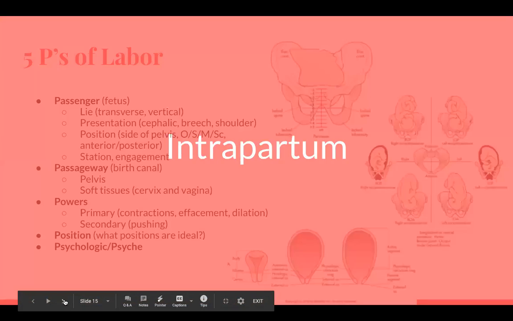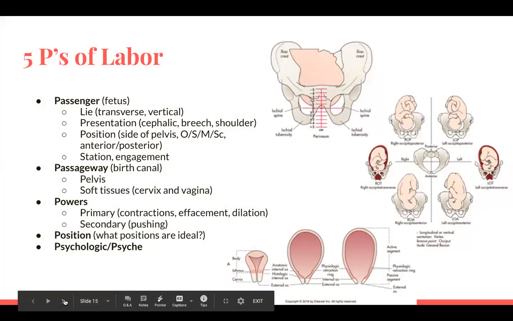So intrapartum. So the 5 Ps of labor, I go pretty much into depth on my last slide, but remember the 5 Ps. Know that the lie, the presentation, all that is very important. The head needs to be facing downwards, and then breech is where the bottom and the legs are first, and then remember for the powers, you want the moms to be vocal during labor because you want that continuation of oxygen. Squatting is better, so it opens the pelvis.